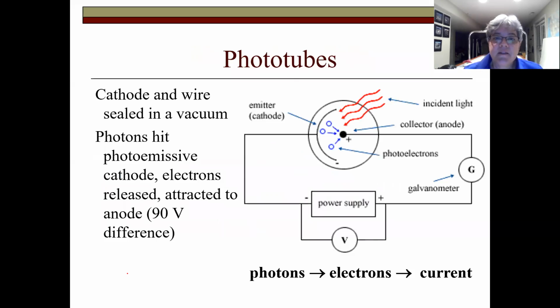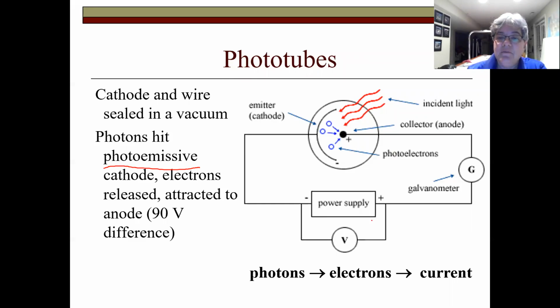All right, the next kind is called a phototube. And so what you have here is a cathode that's what we call photoemissive, this word right here. And what that means is that when light of the right energy hits it, you get electrons. Okay, this is the photoelectric effect. So the electrons then will flow.